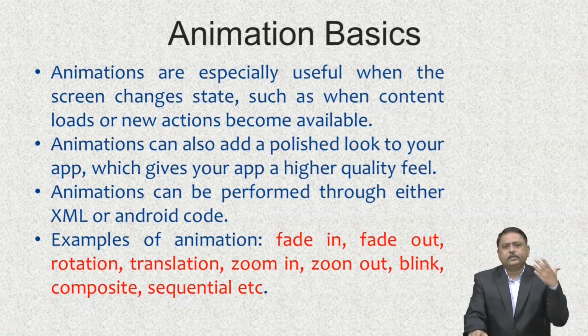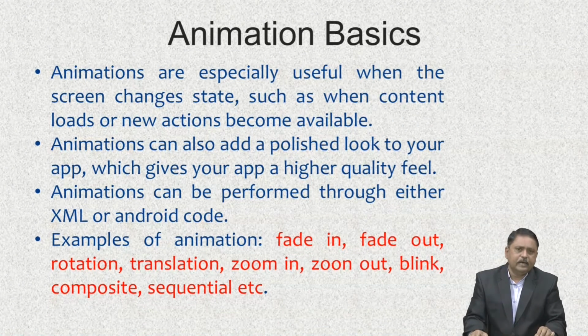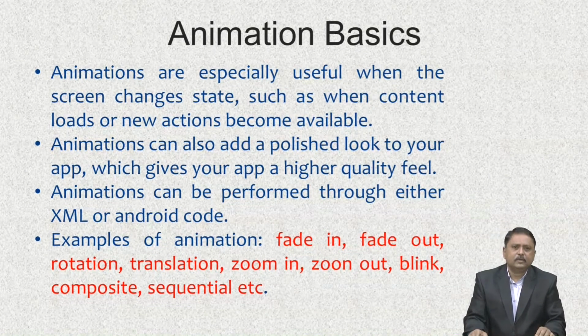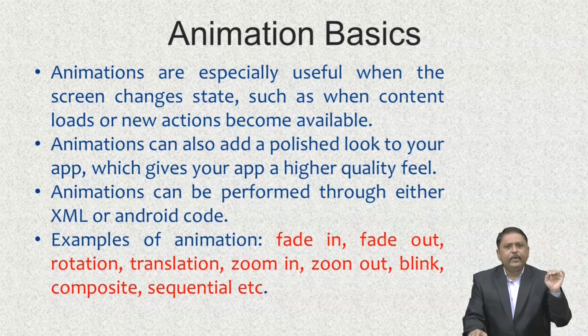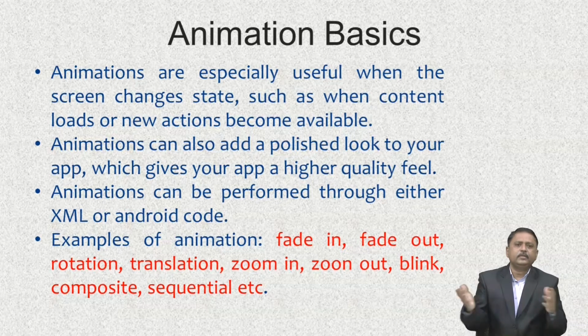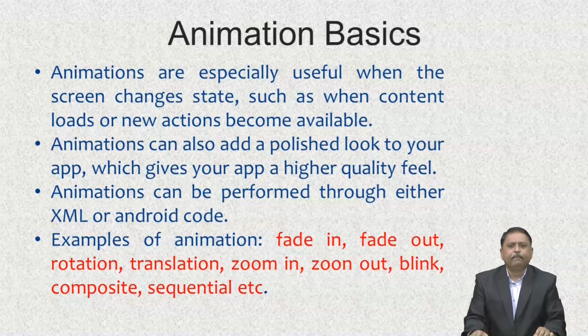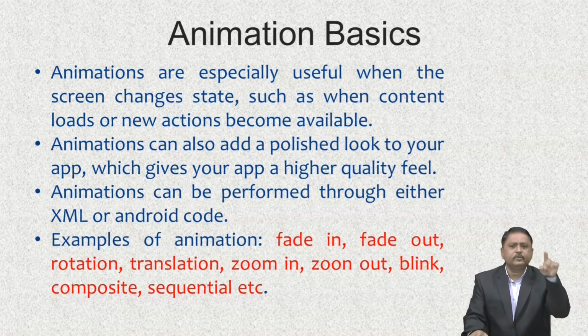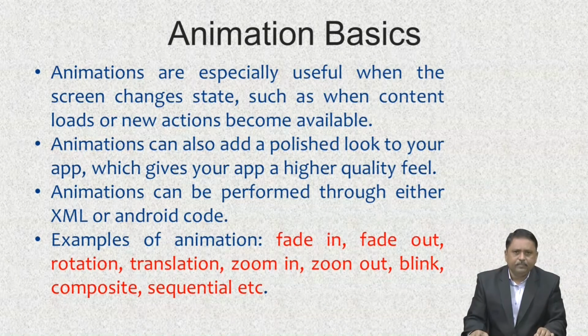Now, let us learn some examples of animation. So, fade in. Fade in means the image appears smoothly on the screen. Fade out means the image goes away smoothly from the screen. Then there is a rotation. So, you can rotate a particular shape or the entire screen using rotation.